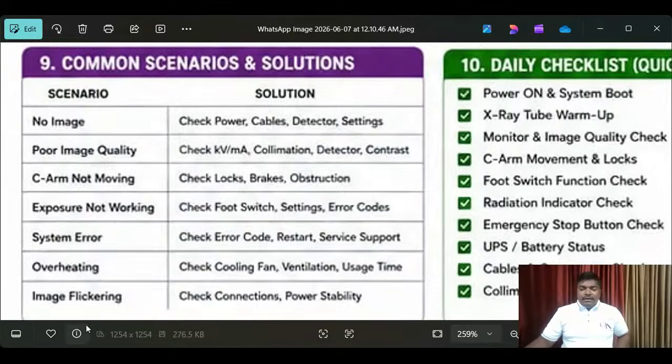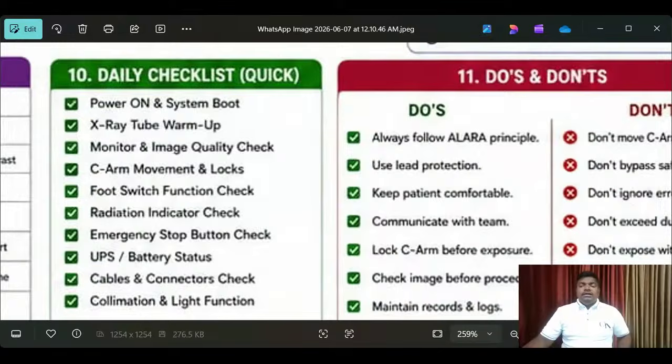Okay, next, image flickering: check connections and power stability. Flickering is a very normal issue, because sometimes it happens simply from moving time, and these are minor issues. The technician can also operate all these things. Okay, for your knowledge, I'm going to show you all these things, and you will come to know.